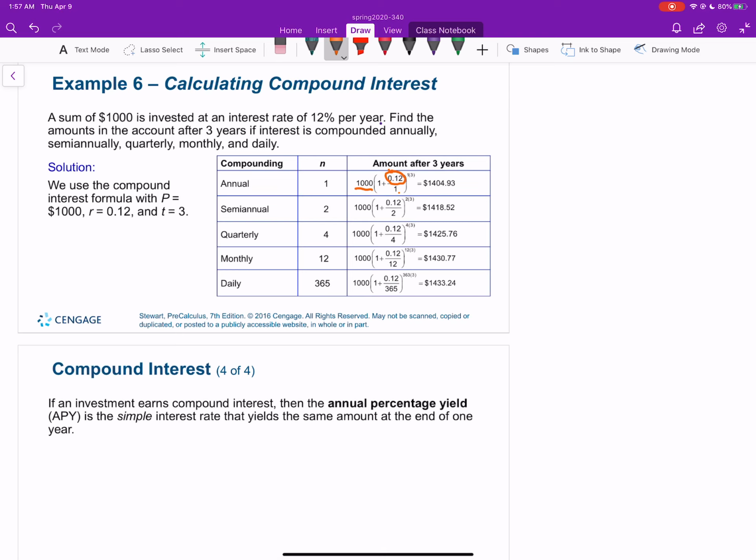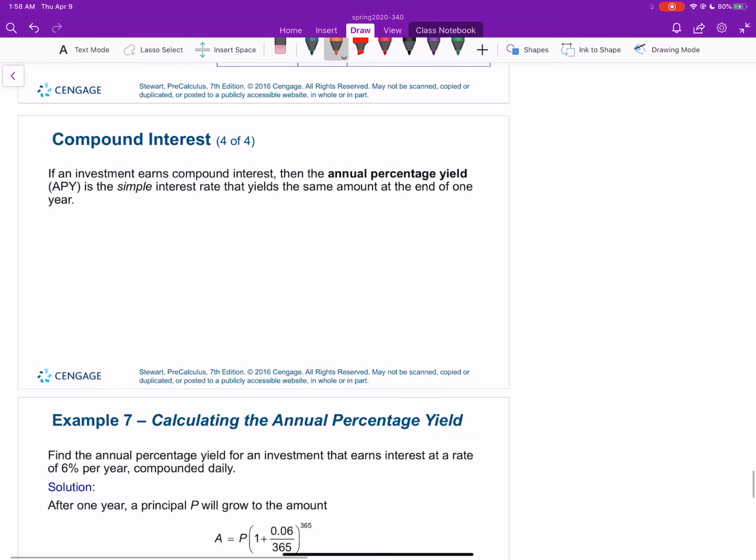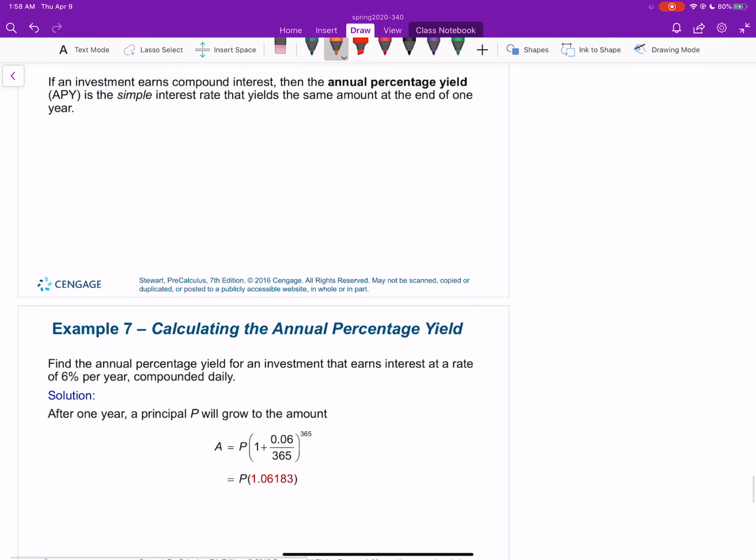Now, let's look at something that is derived from interest rate. So we define what we call an annual percentage yield as the simple interest that yields the same amount at the end of 1 year. So let's see how this works. All right. So all it's saying is that after 1 year, under any of the compounding periods, what is the actual interest that you're really being invested under?